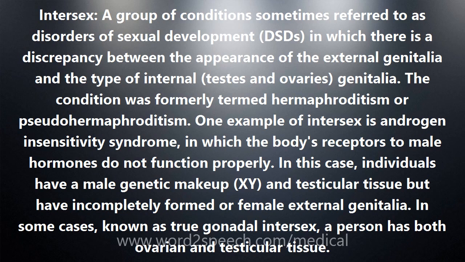One example of intersex is androgen insensitivity syndrome, in which the body's receptors to male hormones do not function properly. In this case, individuals have a male genetic makeup (XY) and testicular tissue but have incompletely formed or female external genitalia. In some cases, known as true gonadal intersex, a person has both ovarian and testicular tissue.